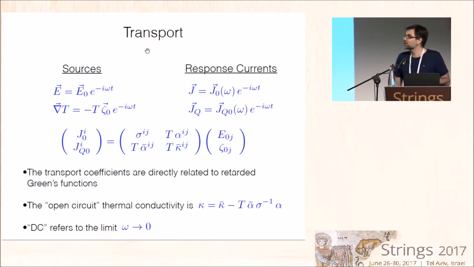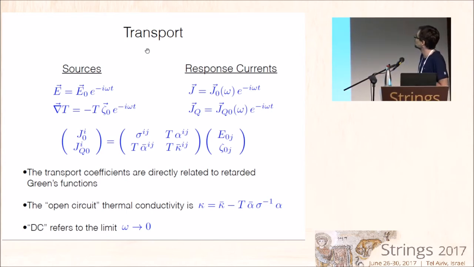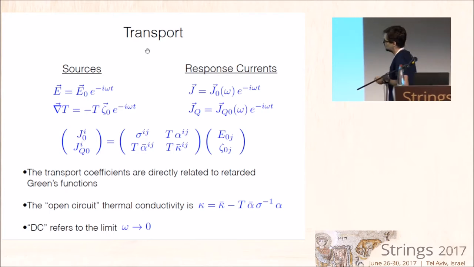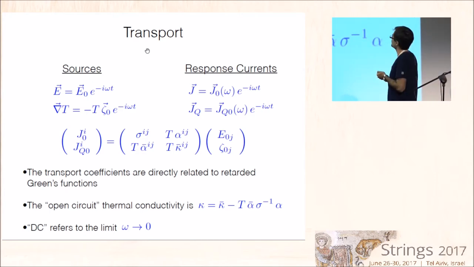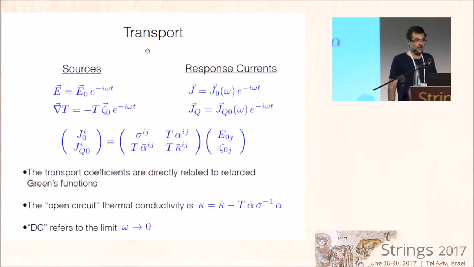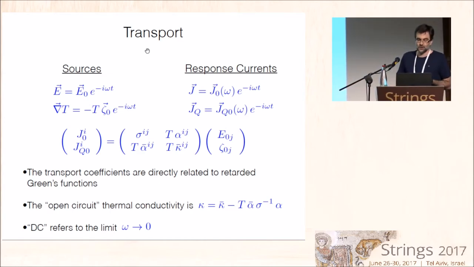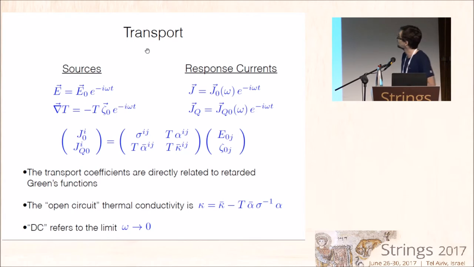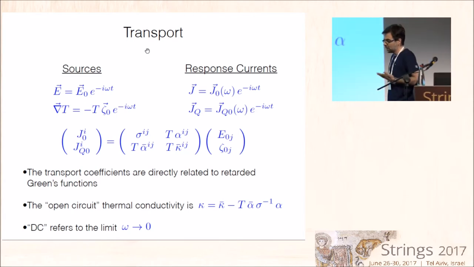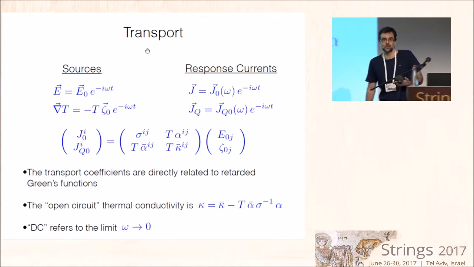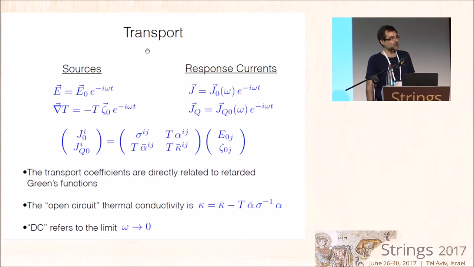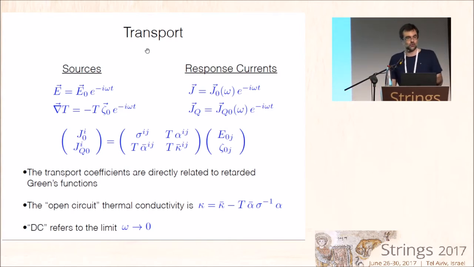Sigma, which I have written here, is the electric conductivity. It reflects Ohm's law. Kappa bar is the thermal conductivity at zero electric field. It reflects Fourier's law. There are also the off-diagonal terms, alpha bar and alpha, which remind me that if I have finite charge density in the system, there will be the thermoelectric effect: an electric field will also source a heat current, and the temperature gradient will also source an electric current.